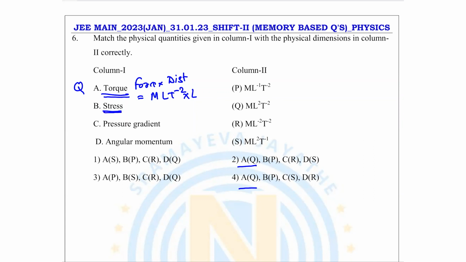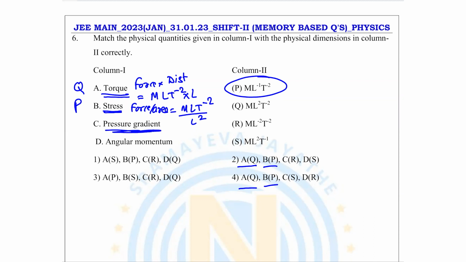Now let's talk about stress. Stress is force upon area. Force is mass into acceleration. Area is L square. So this becomes ML^-1T^-2. So it matches with P. Alright, this also. Anyways, let's check the next one.